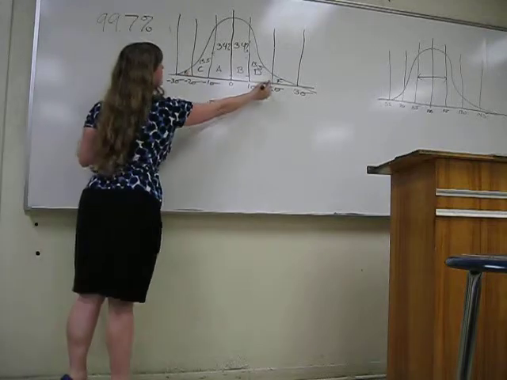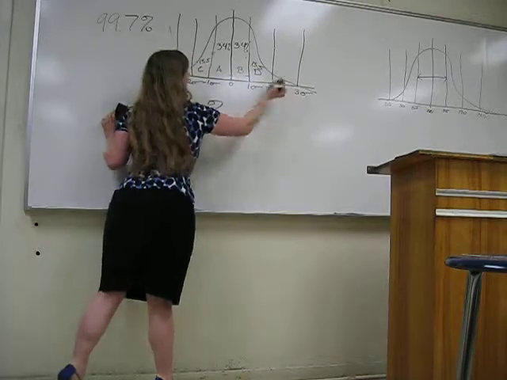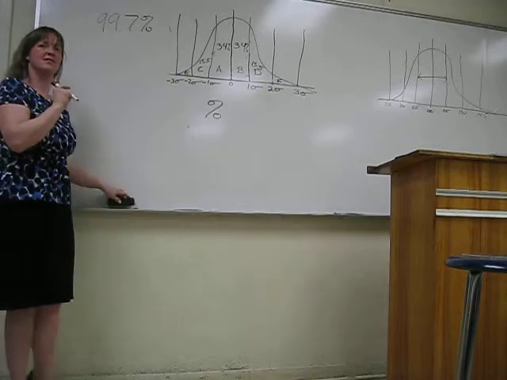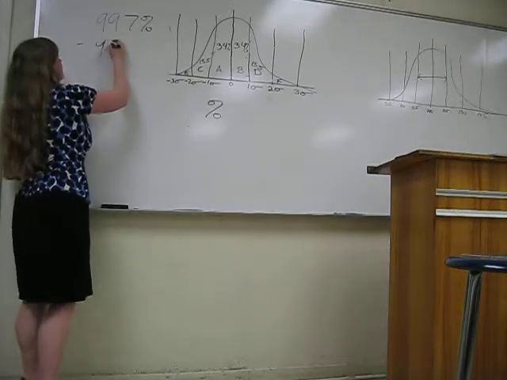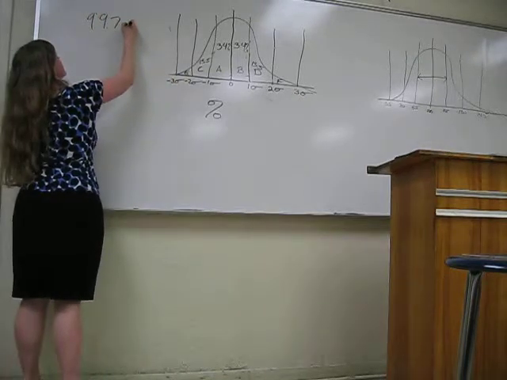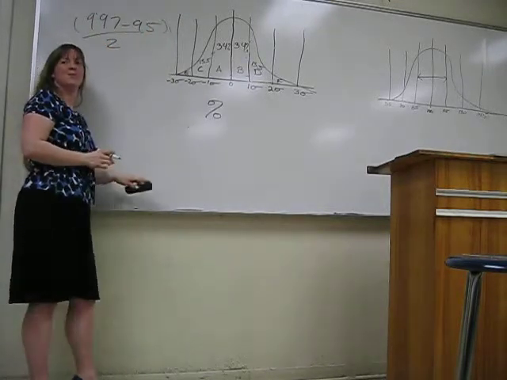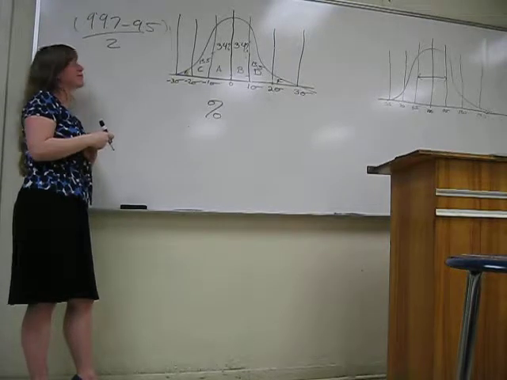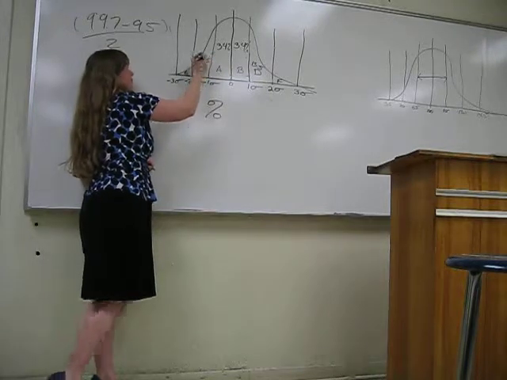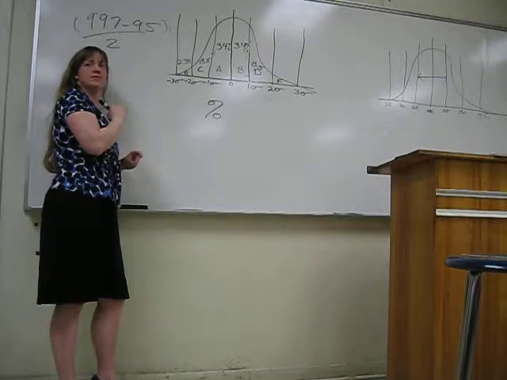So from here to here is 95. From here to here is 95. From here to here is 99.7. So how do I figure out what's in here? Subtract: 99.7 minus 95. You have that too. What's that? Yeah? 2.35%?